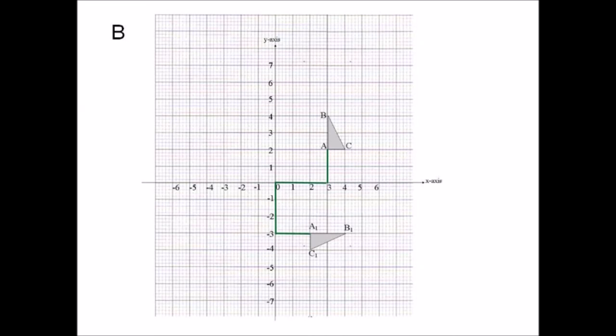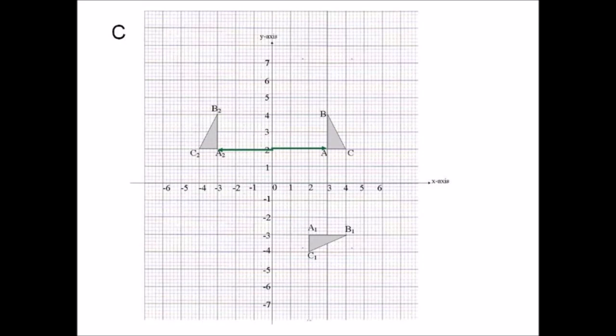That's your rotation. Then you have to reflect it in the y-axis. So the same distance away from the y-axis on the right, you put it the same distance away on the left. Match up your letters, A2, B2, C2, and just draw it the same distance away and flip it to the other side. So that would be your reflection in the y-axis.